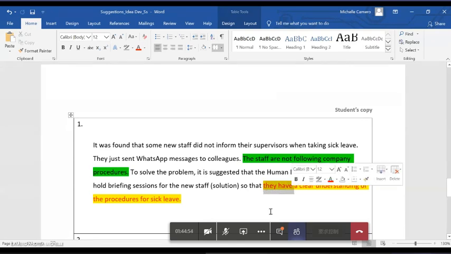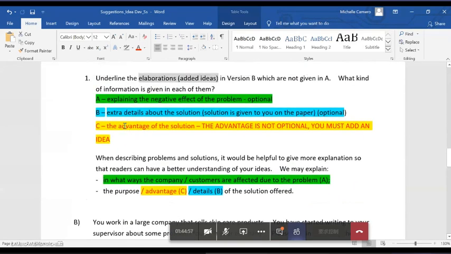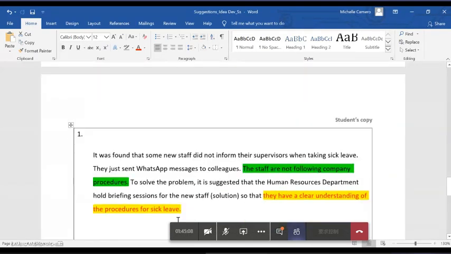So this is in red and yellow, so you know that that is an example of C. That's the advantage of the solution. So remember, that's not optional. You have to add that. Okay? All right, so the next one, let's see.